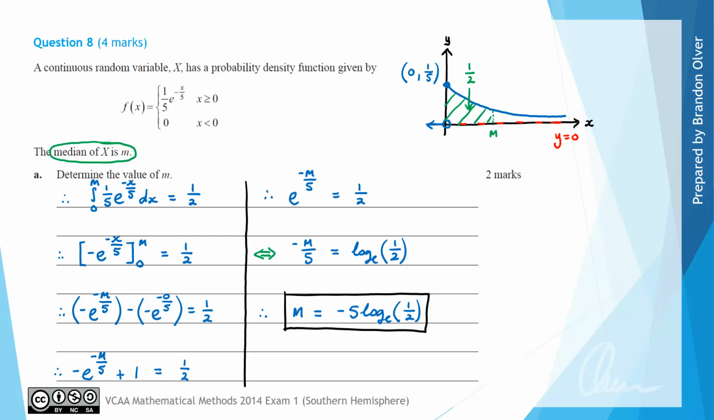Now just before we go on, you could have expressed this as m is equal to, and the negative could be used as a power on the half, and it would be 5 log e of a half to the power of negative 1, which is simply 2. And you could also have put the 5 up as the power and got m is equal to log e of 32. So any of those answers would have been satisfactory.